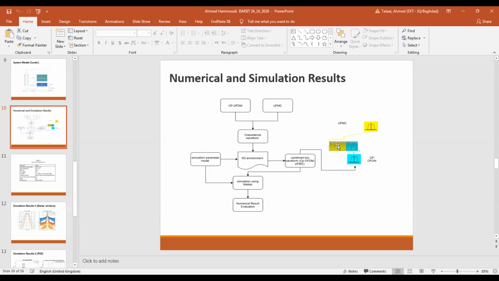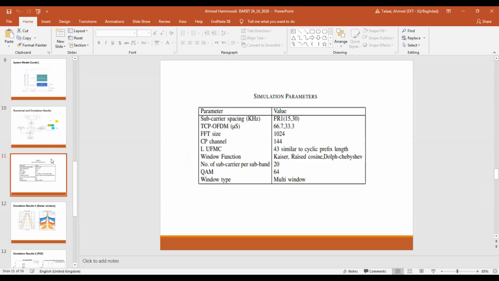As you know, today there are many problems faced by the operator and the vendor in using 4G and 5G coexisting in the same band. This is the simulation using MATLAB, as well as the numerical result evaluation in cooperation with the Nokia team to evaluate my system.